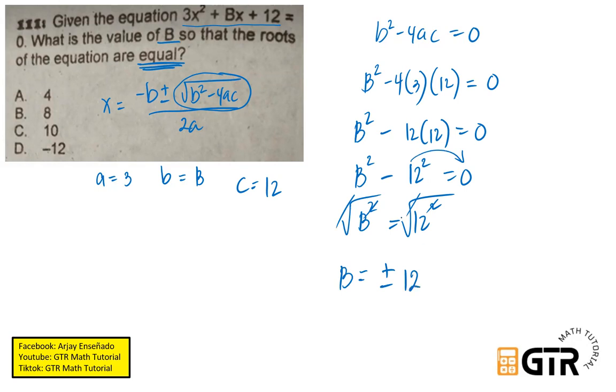Siyempre, ang value ng B natin dahil galing sa square root. Okay? Or galing sa B squared. Okay? So therefore, ang nasa choices lang naman ay negative 12. So the correct answer is letter D, negative 12.